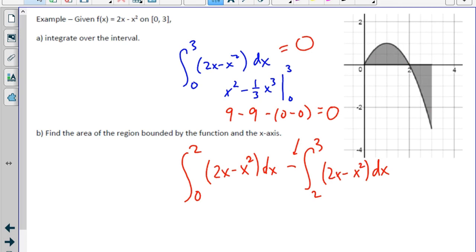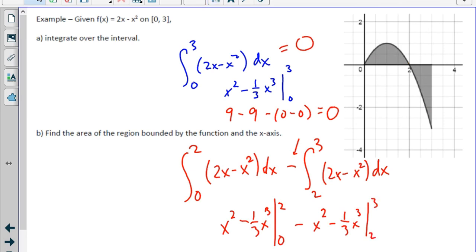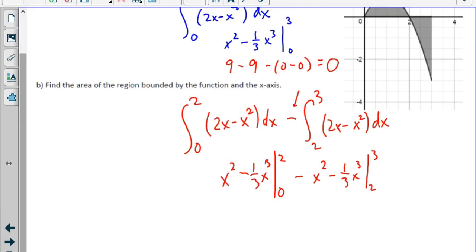So I take the integral. Remember, an antiderivative was x squared minus 1/3 x cubed. I'm going to evaluate that from 0 to 2, and then I'm going to subtract what happens when I evaluate this from 2 to 3. So what's going to end up happening is I get 4 minus 8/3, and then when I substitute in 0, both of those turn into 0, minus this function when I substitute in 3 and 2.